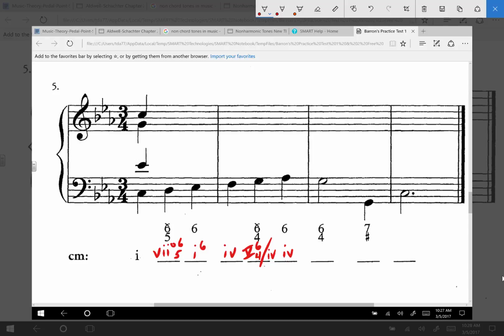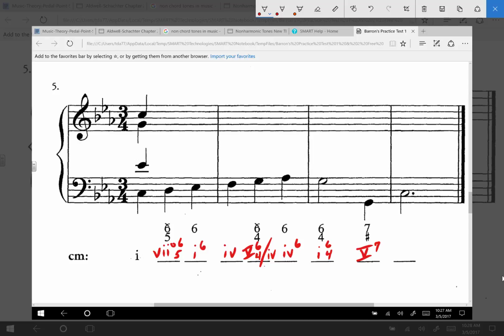And then it goes to the 4 chord. 4 chord is temporary tonic. Goes to the 4 chord in first inversion. And then we have this wonderful cadential 6-4 chord at the end. Sol, sol, do in the bass. 1-6-4. That's the 7th chord because of the 7.